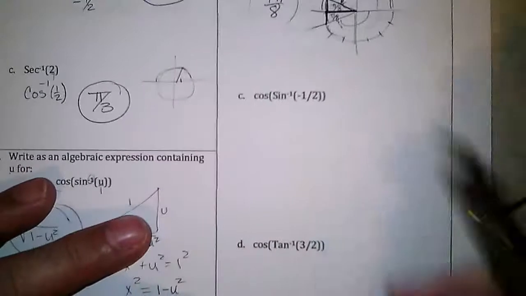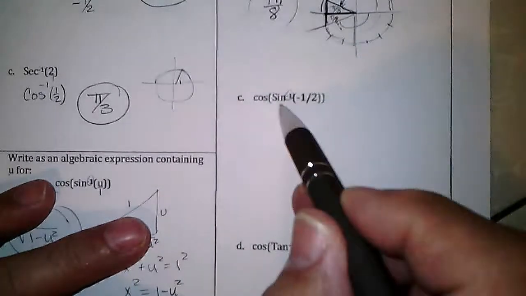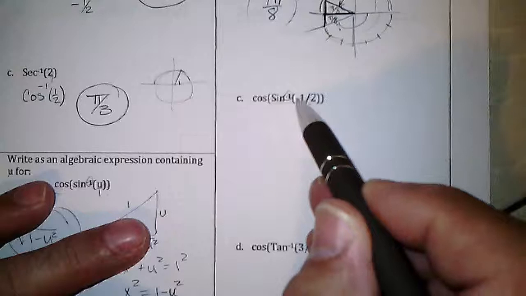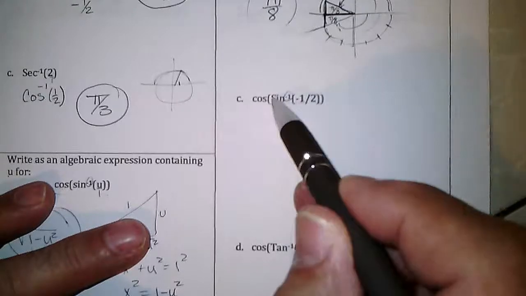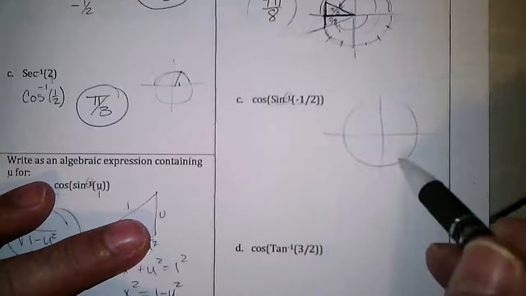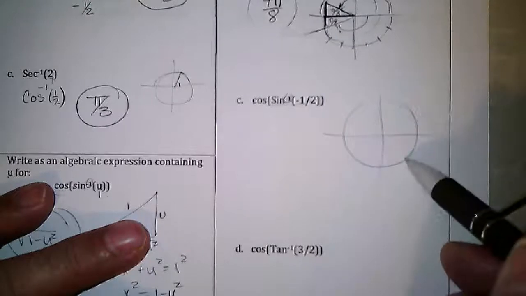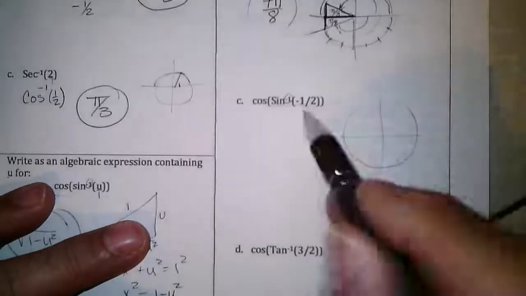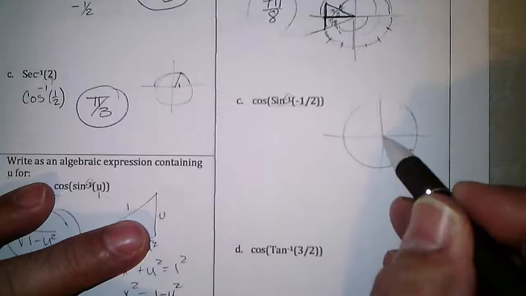This one says, find an angle where the sine is negative 1/2, and it's in capital sine, so the sine is in the first and second, and it's negative down in the first and fourth, and sine is negative down here, negative 1/2.